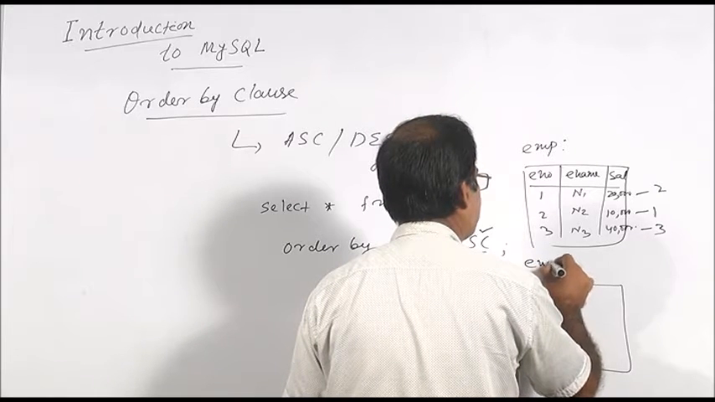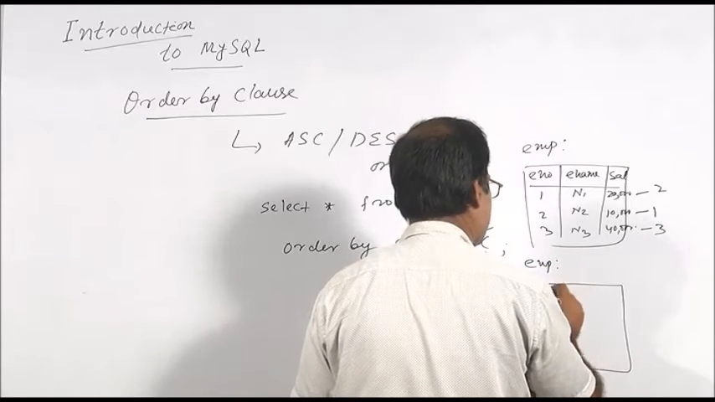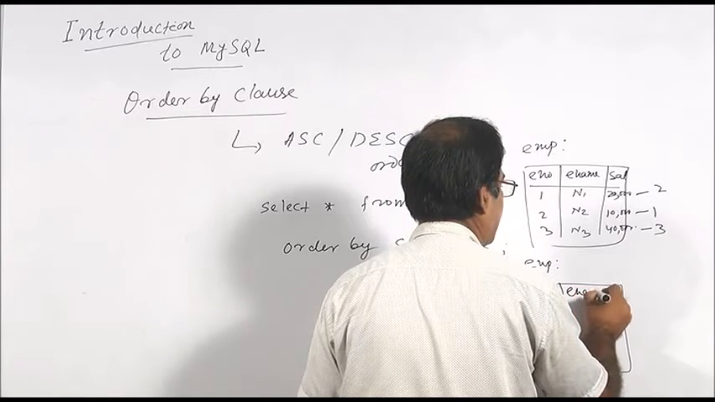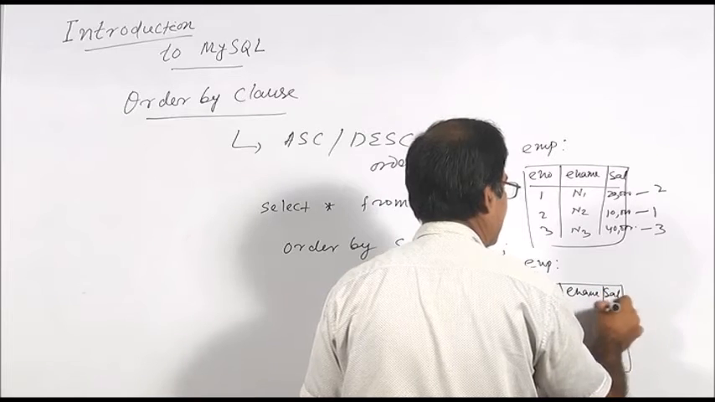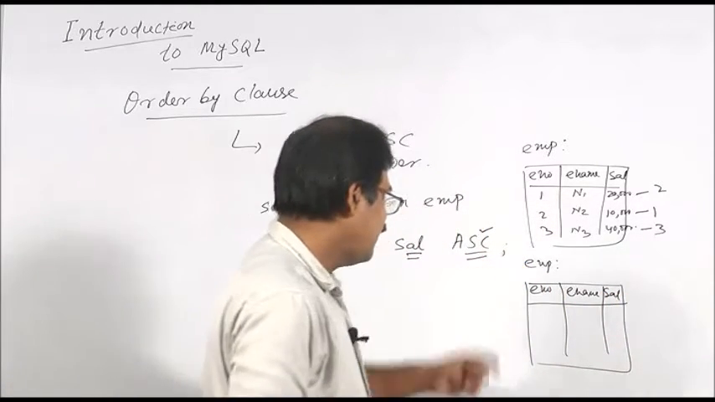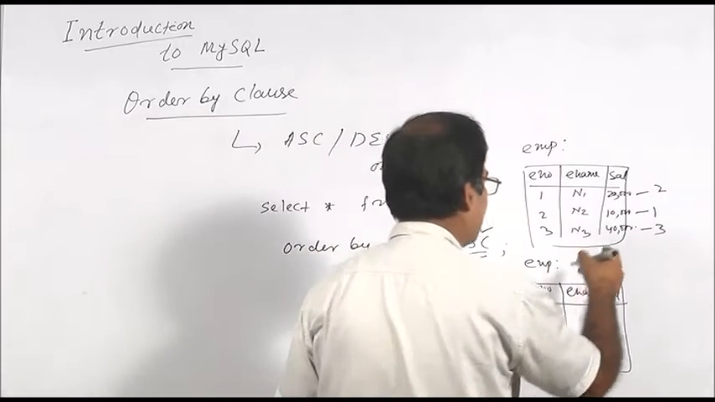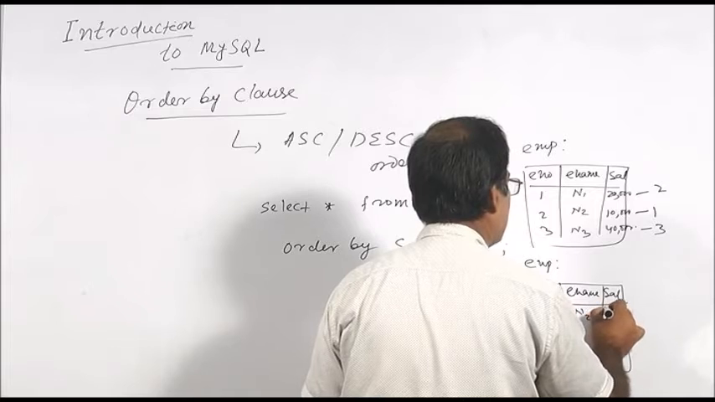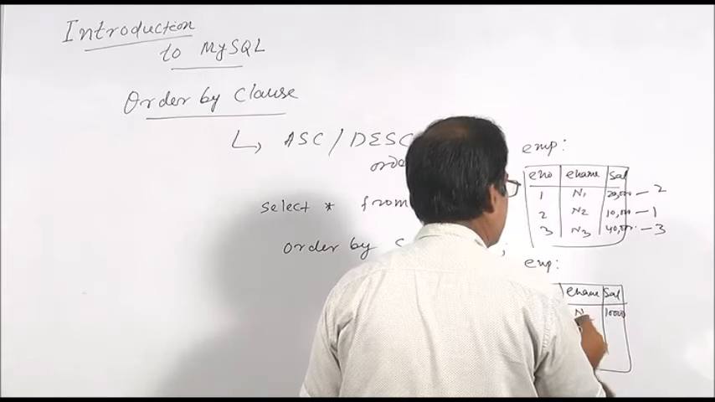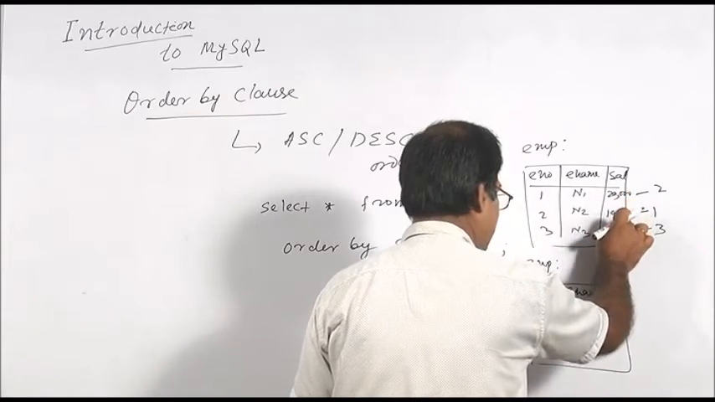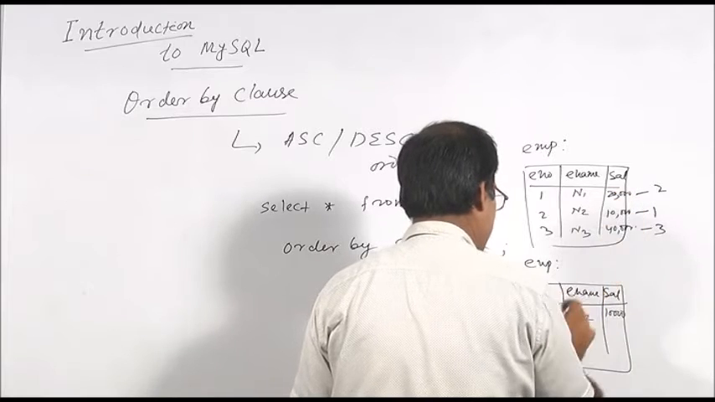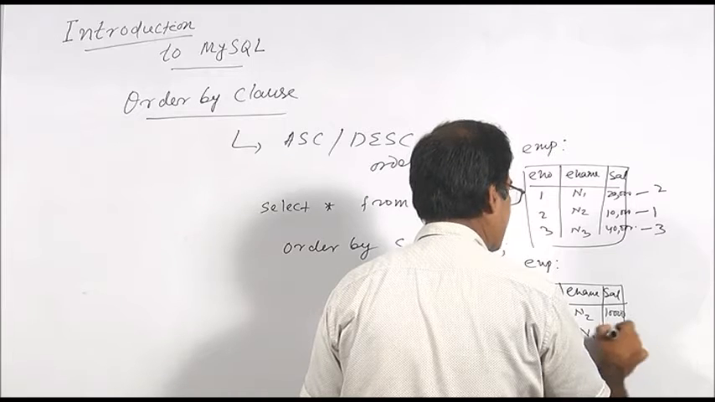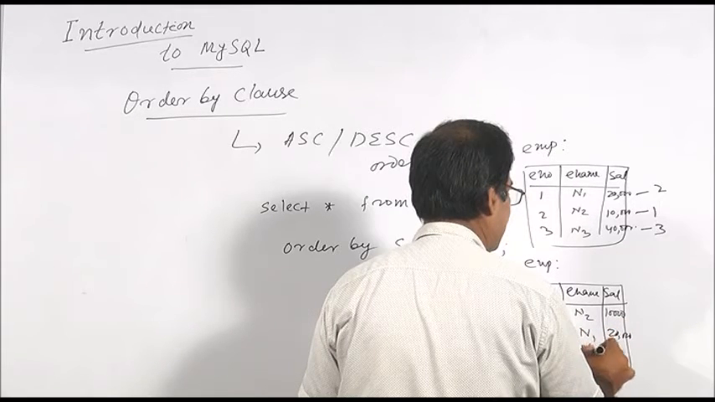So in the employee table, the second record will be first. Employee number, employee name, salary, already sorted according to the salary field. Salary field in ascending order means this is the minimum first, so this record will come first: 2, 10,000. Then the first record, N1, 20,000. Then 3, N3, 40,000.